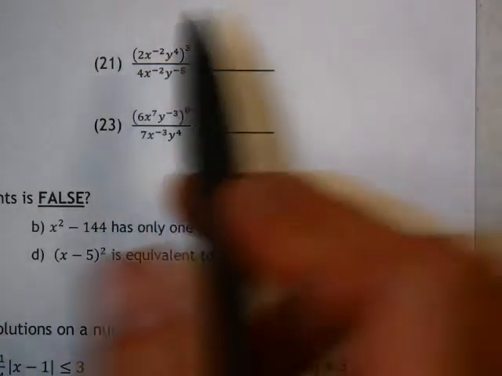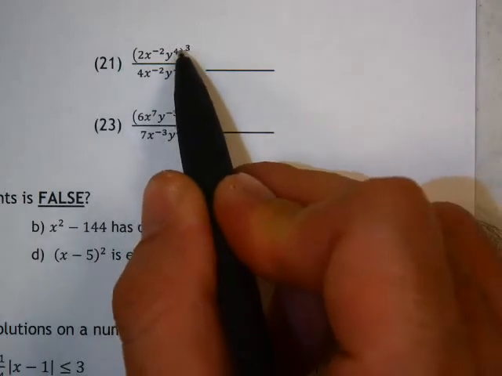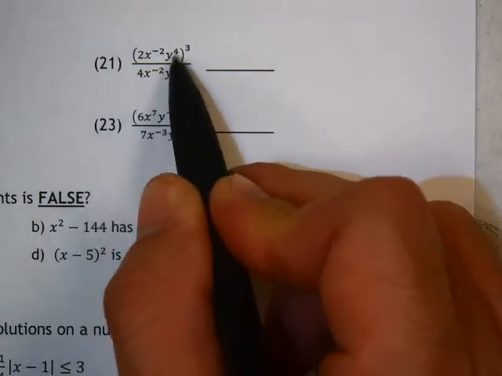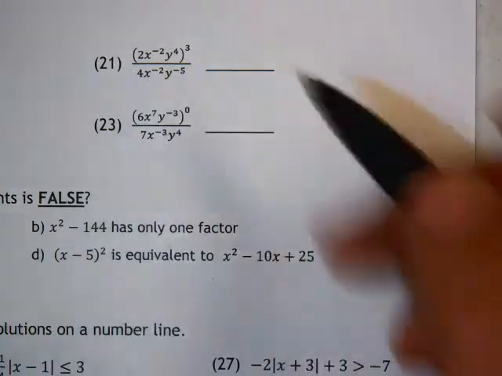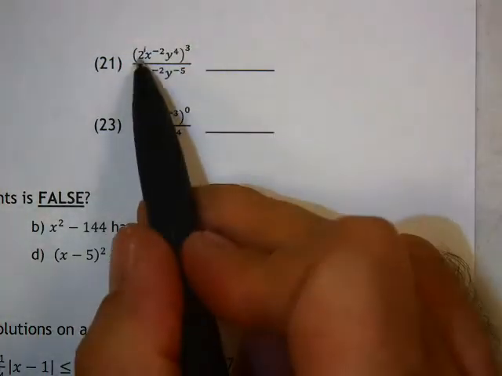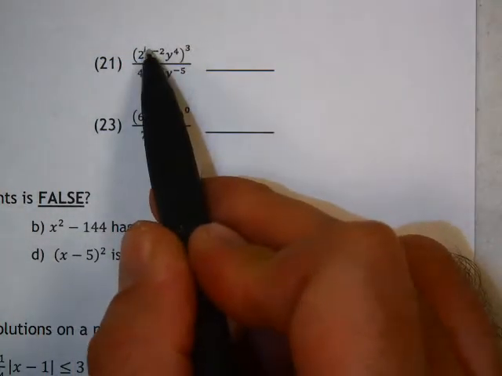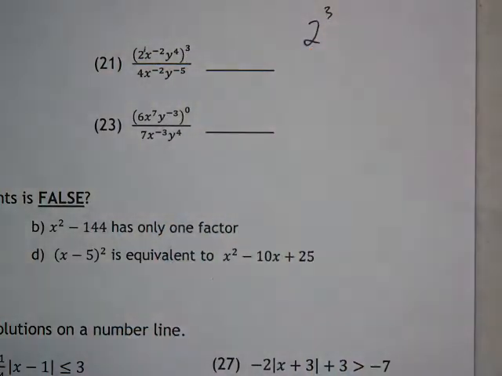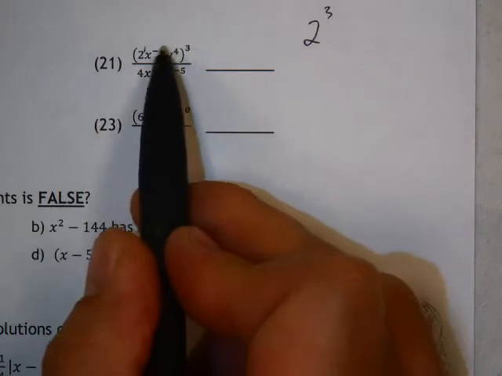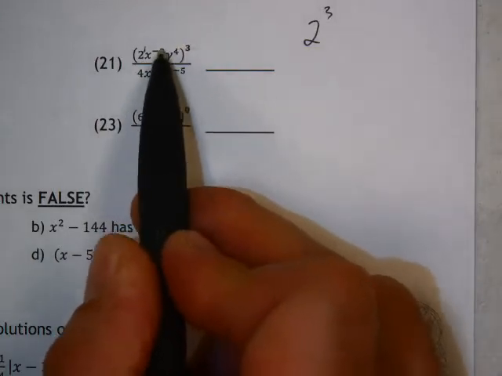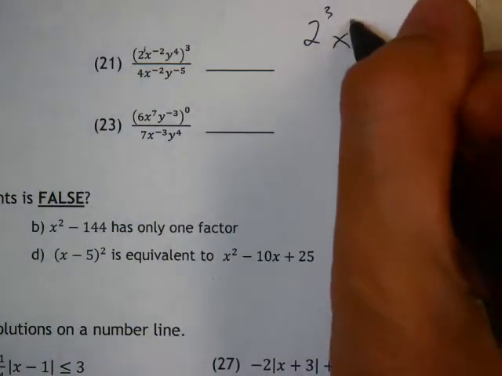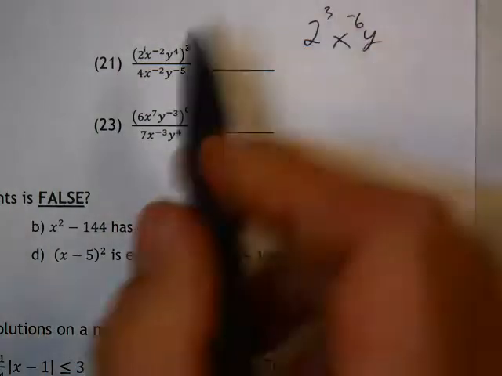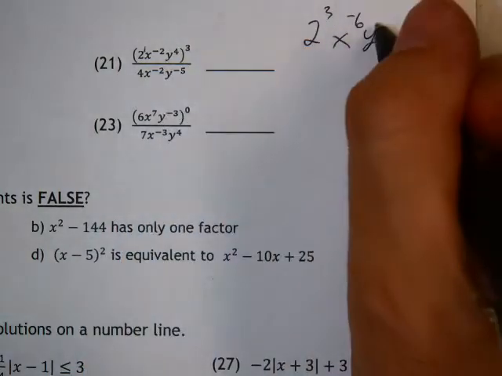So we'll start with 21. I'm going to start by just getting rid of this 3 on the parentheses. I'm going to cube everything inside. Now remember that this is 2 to the first. Now this 1 is multiplied by 3, so that actually becomes 2 to the third power. And then that 3 is kind of like distributing now with the exponents. 3 times negative 2 gives us x to the negative 6. 3 times 4 gives us y to the 12th.